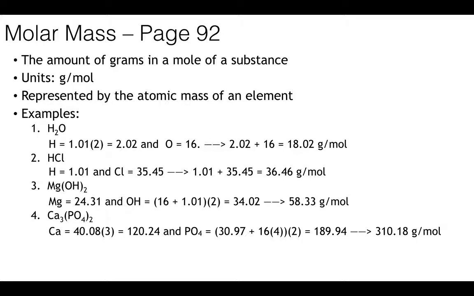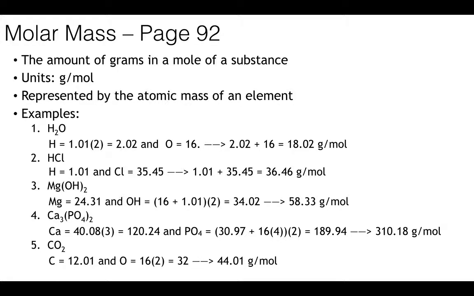So we're going to do 30.97 for phosphorus plus 16 times 4. The 4 is because we have 4 oxygens. And we're going to combine those two masses and multiply it by 2 since we have 2 phosphates. That's going to give us a grand total of 189.94 for the molar mass of the 2 phosphate groups. And then we're going to add the phosphate to the 3 calciums to give us a molar mass of 310.18 grams per mole.